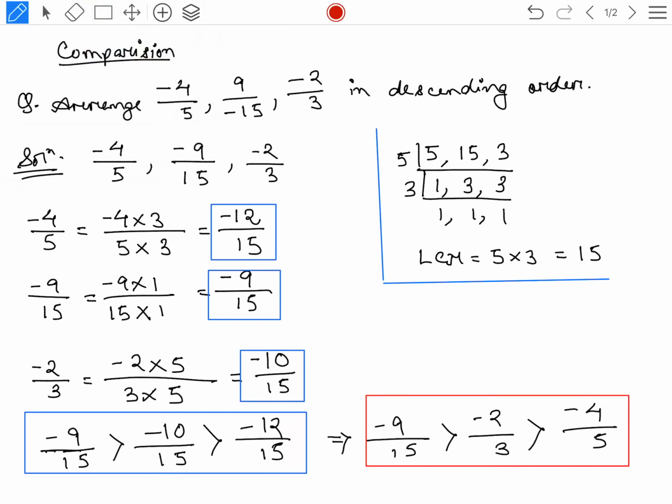So in this question, we have arranged -4/5, 9/-15, and -2/3 in descending order. The thing is, you need to make the denominator common. So to make the denominator common, you need to find out the LCM. I think you have understood comparison. Okay, so we'll move on to the next topic then.